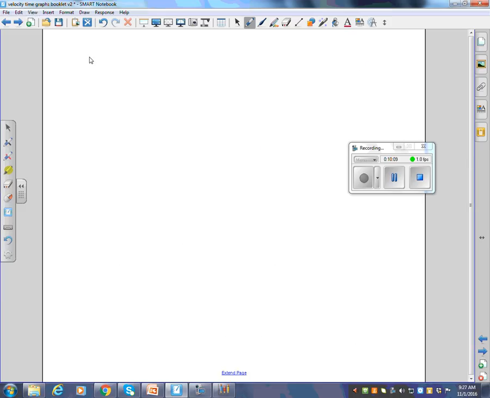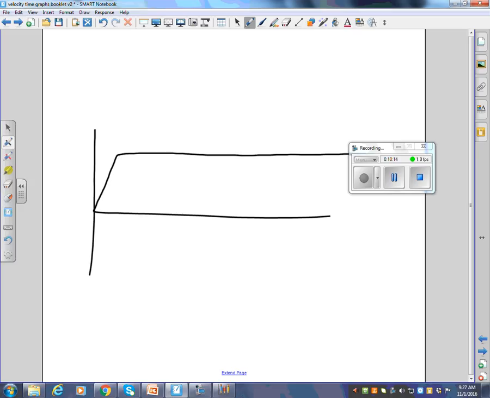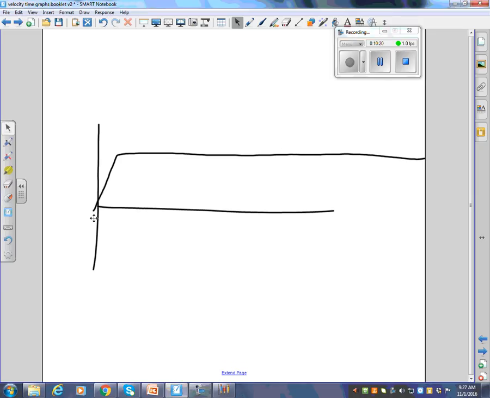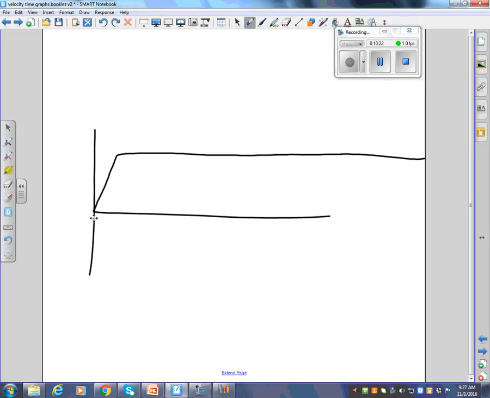What if the graph is like this? It starts at 0 here. Let's say this is 4 and this is 0. So it's at 0 for an instant, and then the vast majority of the time it's 4. You're telling me the average is 2?